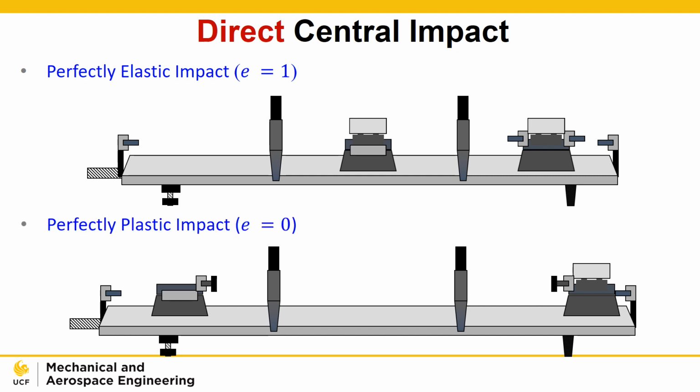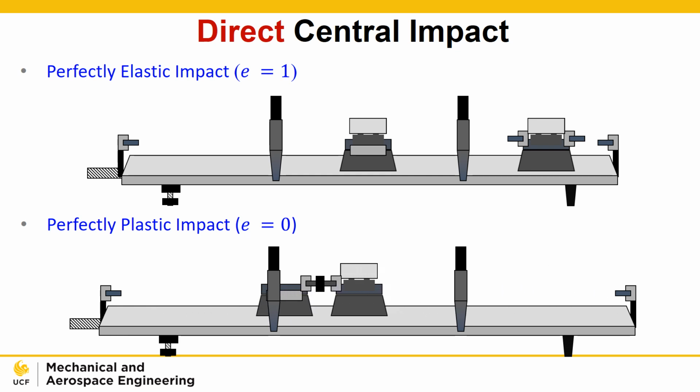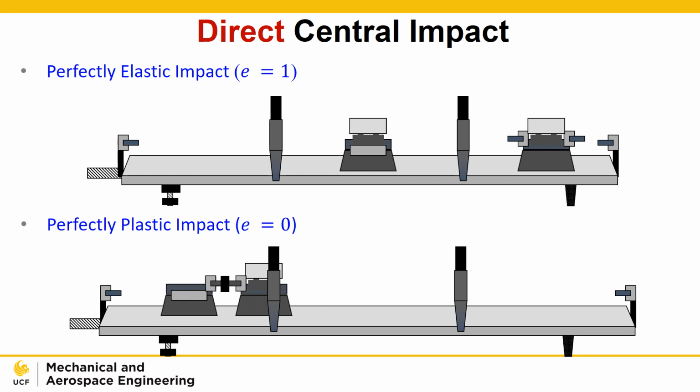When the coefficient of restitution E equals 0, the impact is called perfectly plastic impact. There is no period of restitution, and both particles stay together after the impact and travel with the same velocity. In perfectly plastic impact, the total momentum of the particles remains conserved.